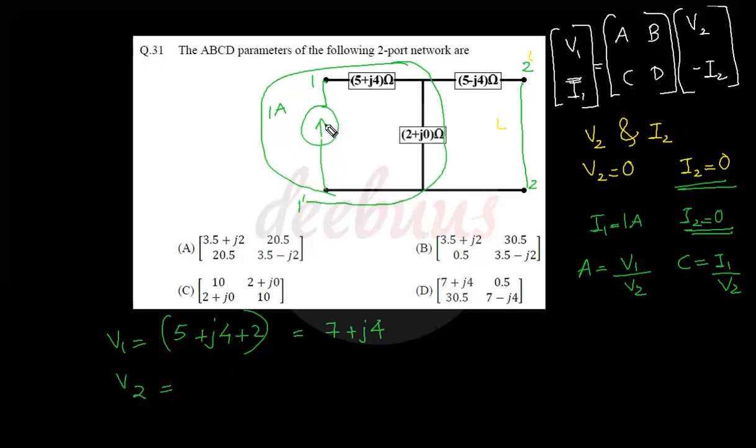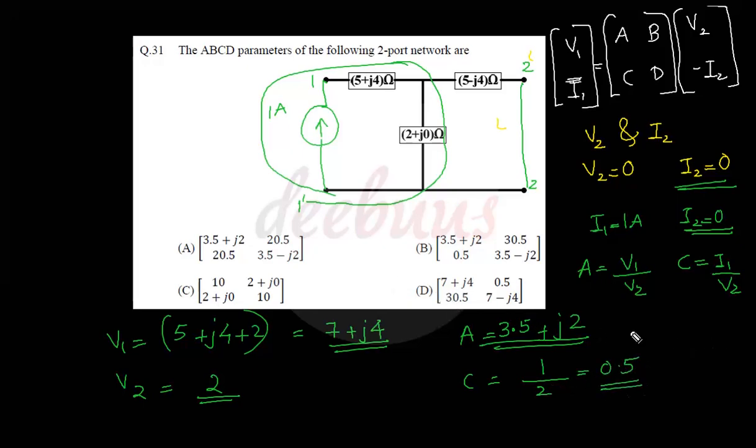Similarly, V2. The 1 ampere current source is flowing serially through this circuit, so V2 equal to 2 into 1, which is 2. Now we can calculate A. A equal to V1 by V2, that is 7 plus j4 by 2, so 3.5 plus j2. That is A. Similarly, C equal to I1 by V2. I1 is 1 ampere, V2 is 2, so it is 0.5.